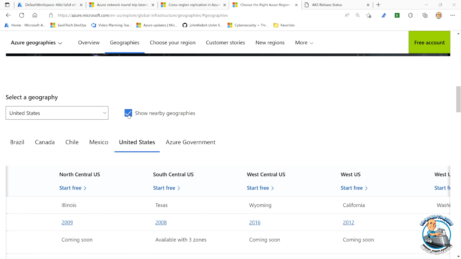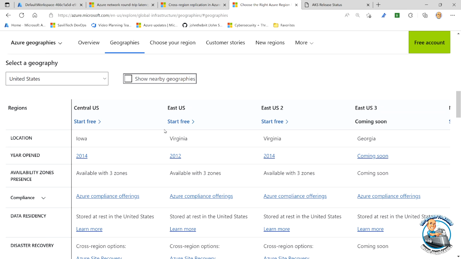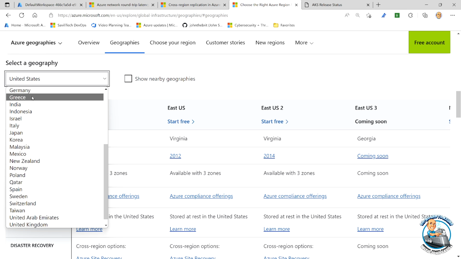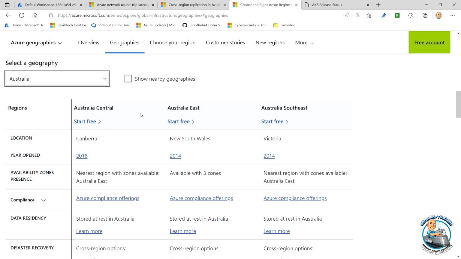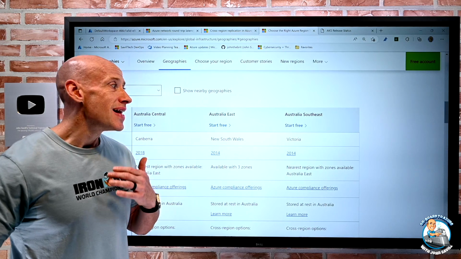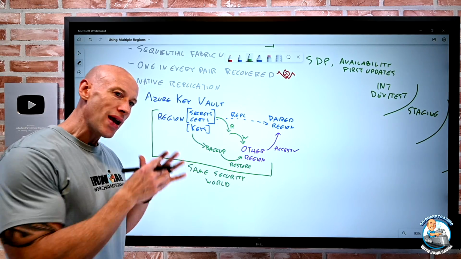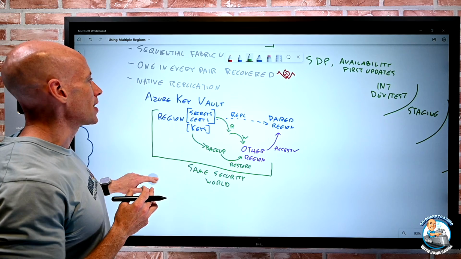And again, let's turn off show nearby. So that's my geography, United States. If I was in Germany, well, there's only one in there. Australia, there's a few, so I could back up from Australia East and restore to Southeast or Central. So I can back up and restore those keys. So even though I can't just read them and write them within the same security world, hey, that's actually not too bad. I could go and back up and do that restore if I needed them specifically in a key vault in the same region. So I have a solution to that.